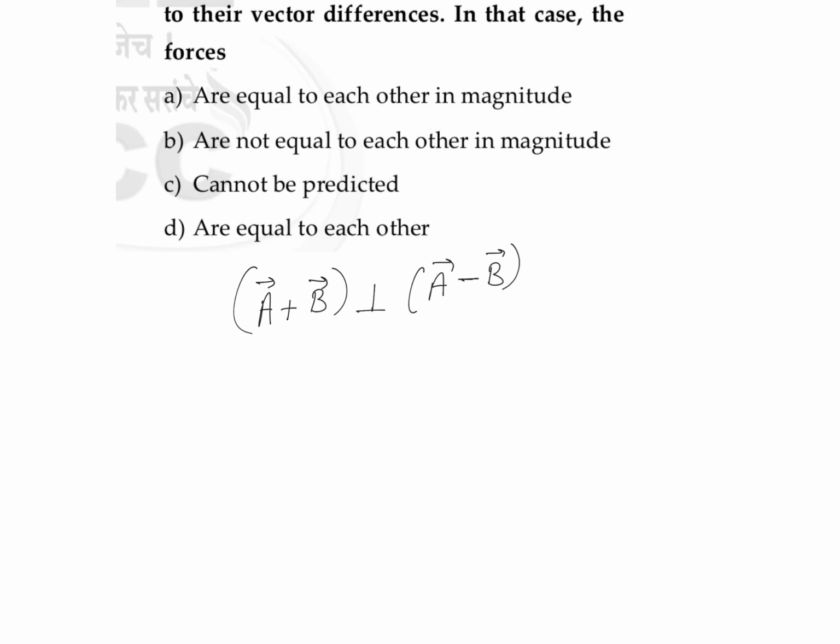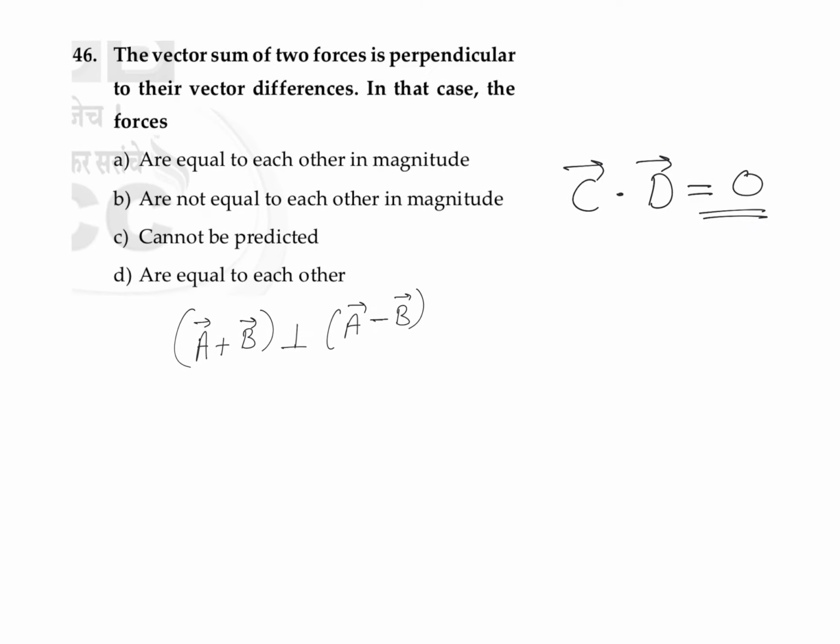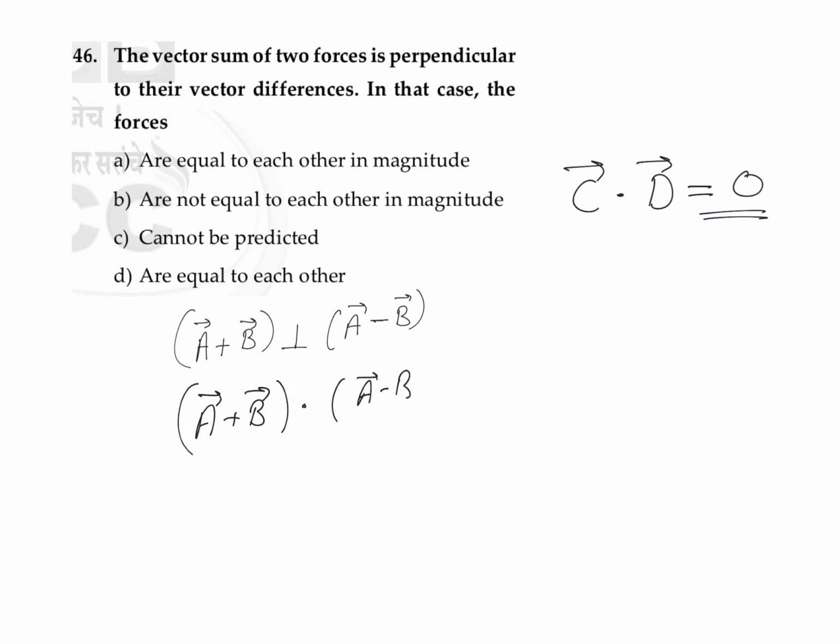What about their magnitude? We know that when two vectors are perpendicular, as an example, let's say we have a C vector and another D vector, if C vector and D vector are perpendicular, their dot product should be equal to 0. So if A plus B is perpendicular to A minus B, that means A vector plus B vector dot A vector minus B vector should be equal to 0.